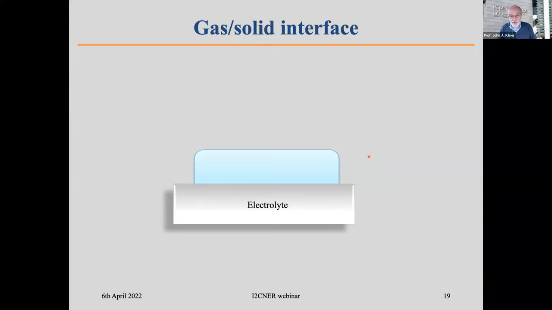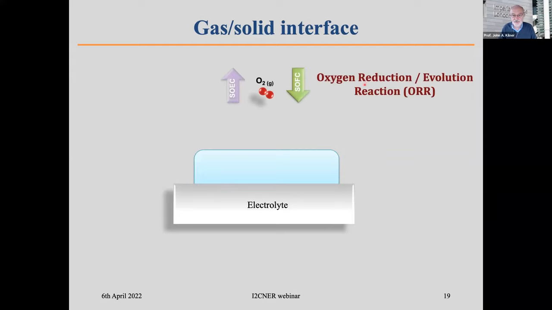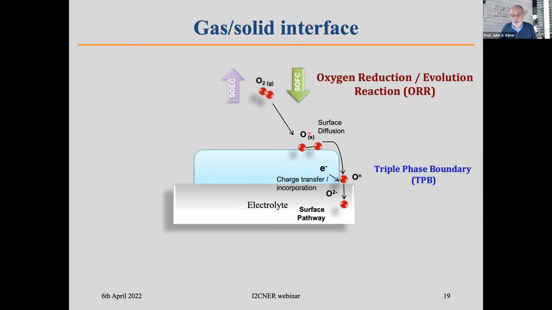Let's now look at the transport of oxygen across some of the interfaces that occur in these materials. And let's look at first of all the gas-solid interface. Early on in the work on fuel cells, we were using platinum as an electrode, and the oxygen gas incorporation reaction was occurring at triple phase boundaries, where we had access to the electrons, the vacancies in the electrolyte, and the dissociated oxygen on the surface of the platinum.